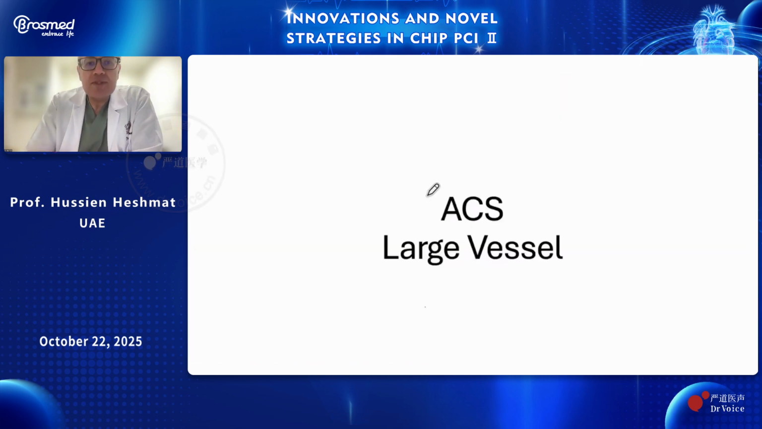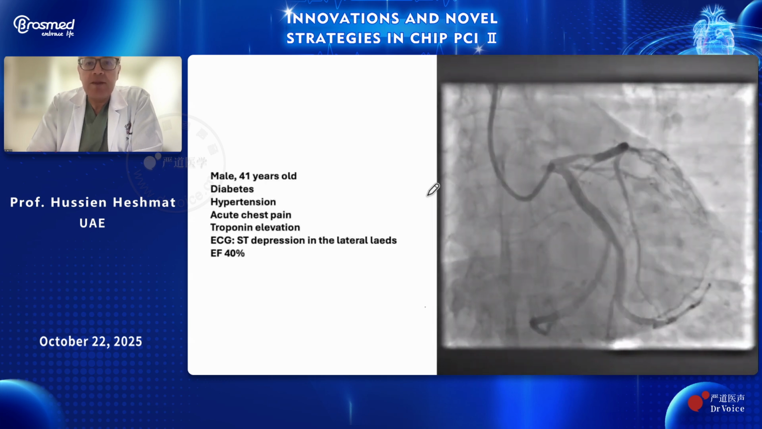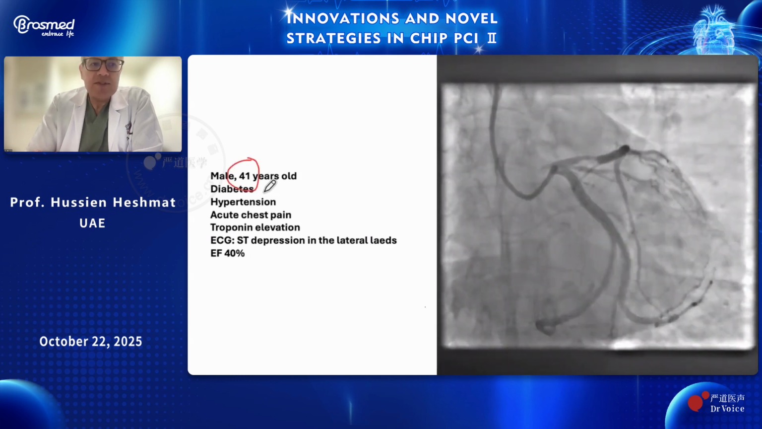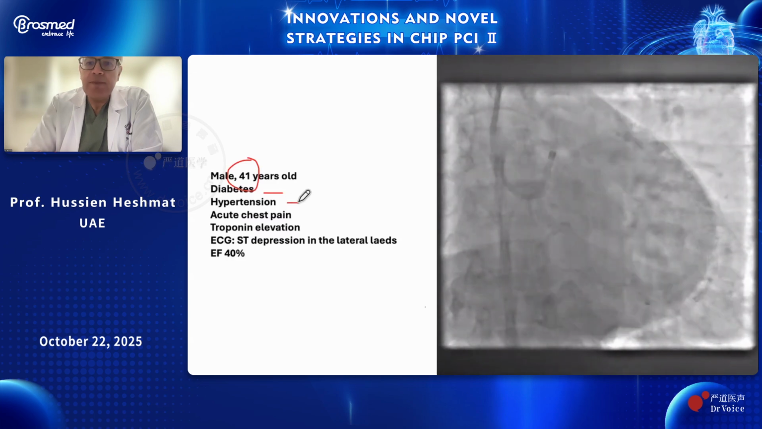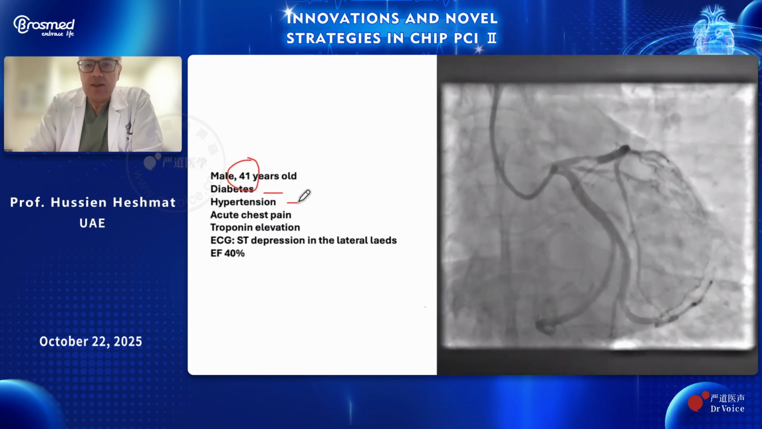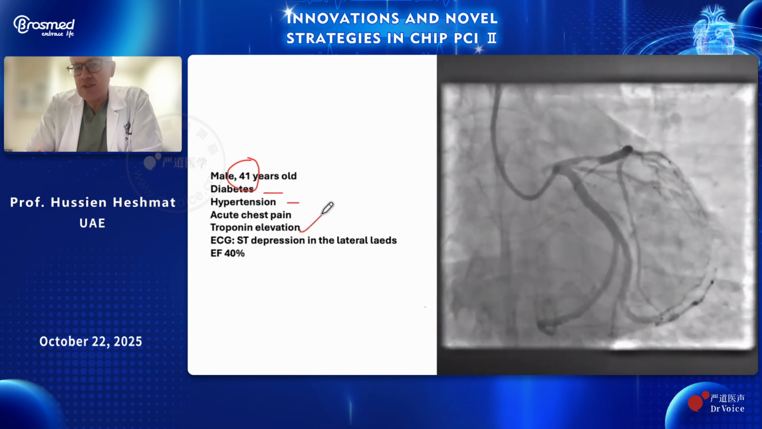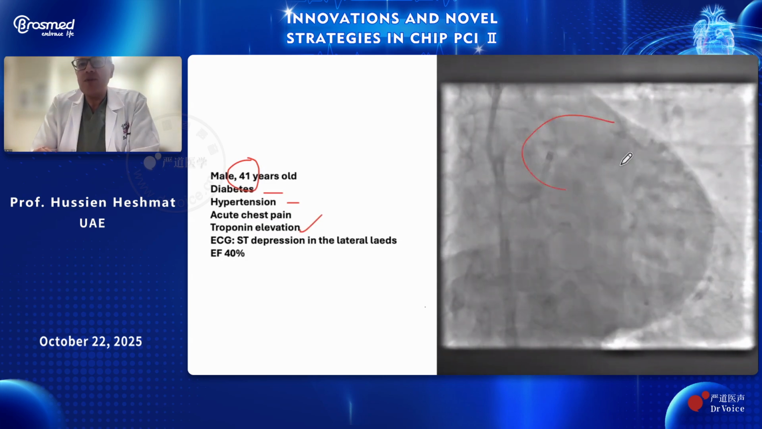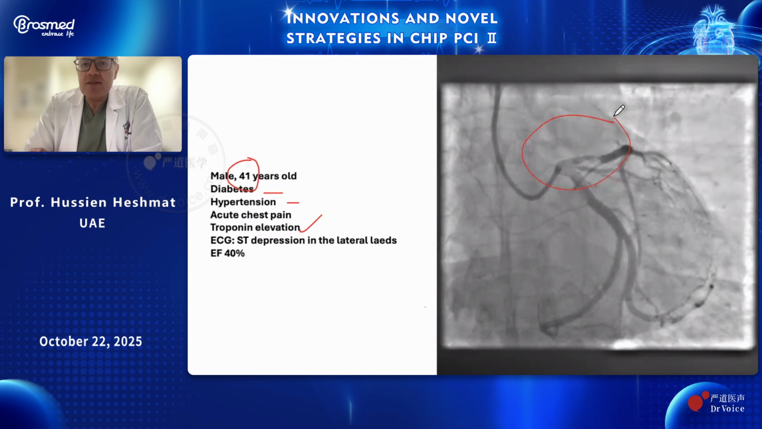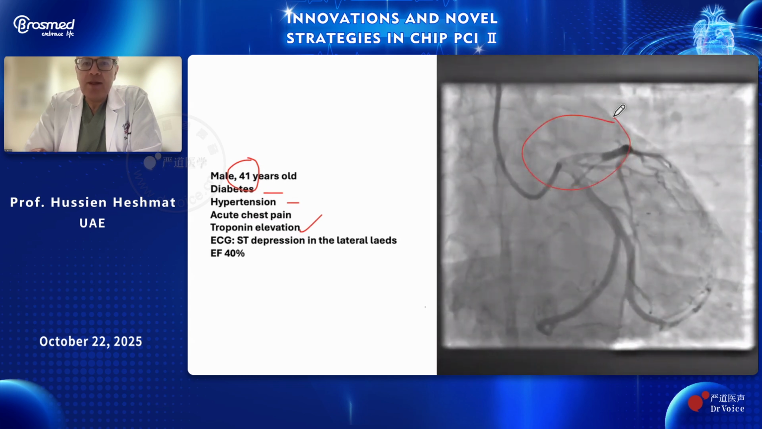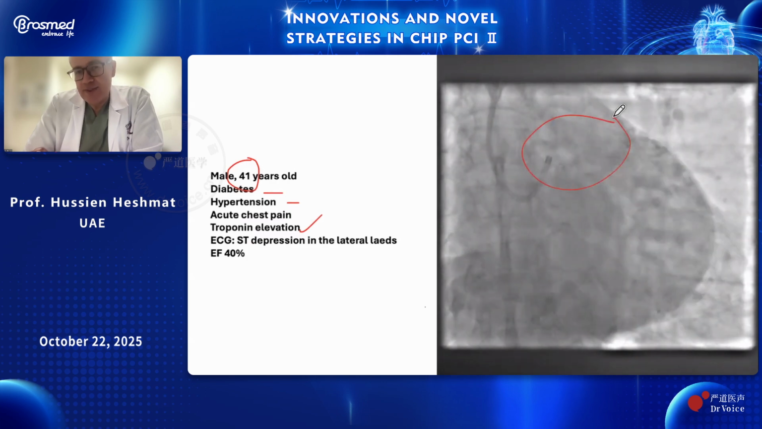The last case, for the sake of time, is an acute coronary syndrome in a large vessel. And again, you see the majority of my patients are young, with lots of risk factors, diabetes, hypertension. Here, the gentleman presented with acute chest pain with significant elevation of troponin and an ejection fraction of 40%. And the angiogram is clear. We have a severe stenosis of the proximal LAD. And the proximal LAD here is a large vessel.